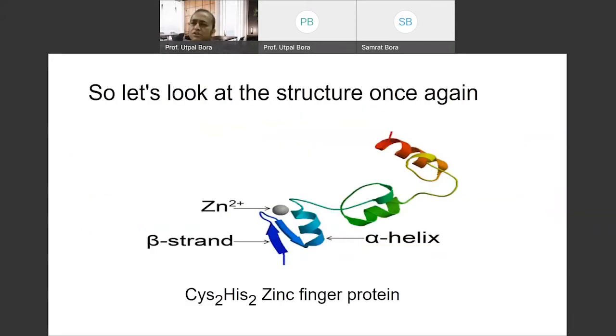So now let's look at the structure once again, the Cys2-His2 zinc finger proteins. We see that these are anti-parallel beta sheets connected by a linker, and then by another turn it is connected to an alpha helix, and then this alpha helix goes right up to the third alpha helix through turns and loops as the linkers.